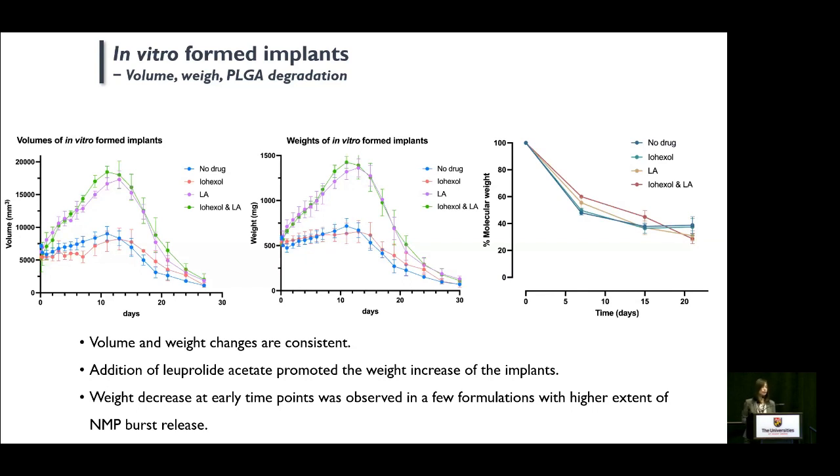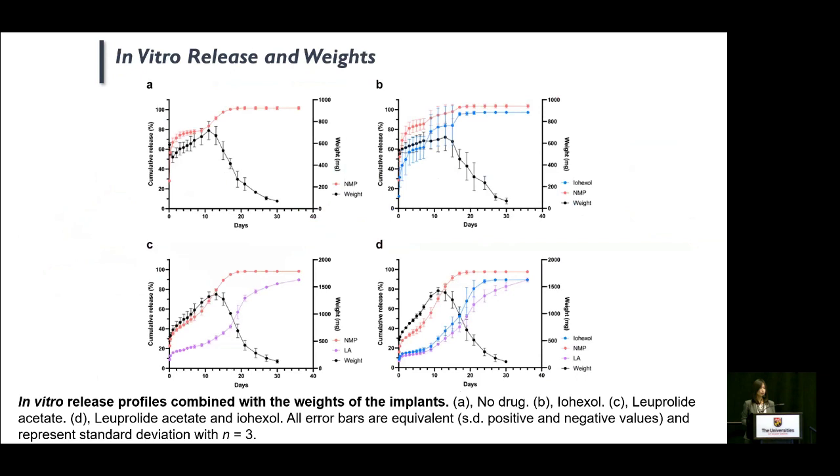At A is the no drug, where you see that at the early phase, the volume increases and NMP is quickly released, at first a burst and then quickly release, and then to a point they get to degradation predominant and then going to the weight decrease. So you see that release will slow down. So all these are showing quite a consistent trend.